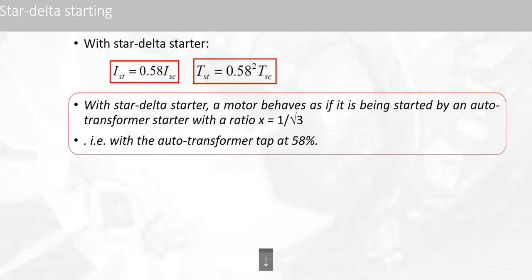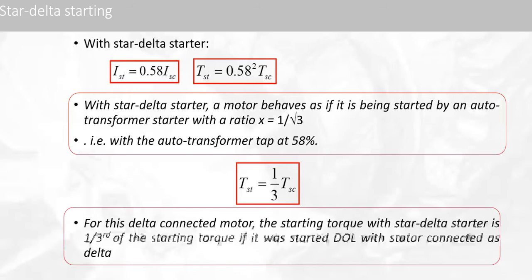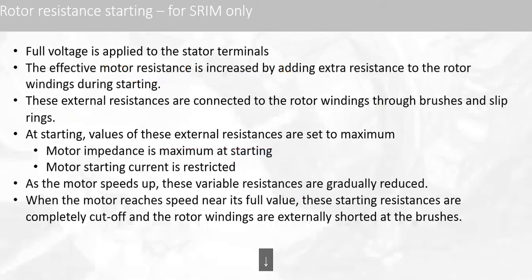That is the difference. So this concludes that the star delta starter is equal to the auto transformer starting when the tap position of the auto transformer is at 58% of the rated voltage. Okay, that's all. So for this delta connected motor, the starting torque with star delta starter is 1 by third of the starting torque if it is started by DOL starter with stator connected as delta. It is very important.